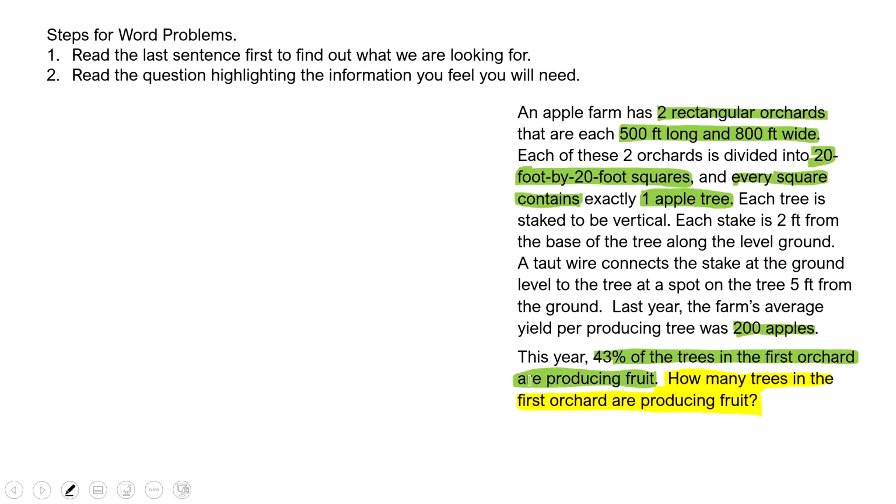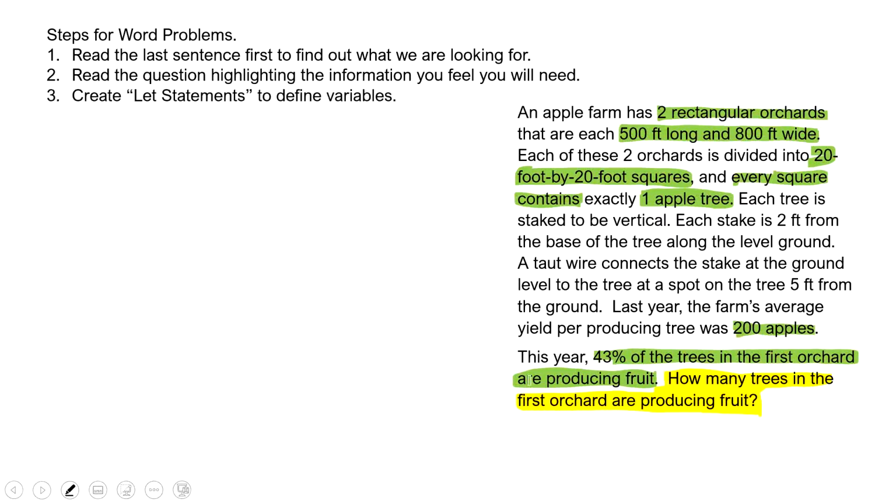So they've told us in the first orchard, 43% of the trees in the first orchard are producing fruit. Now, a wise-guy answer here would be to tell me that 43% of the trees are producing fruit and move on, trying to get the right answer, but that's not what they're looking for. They're actually looking for a number tree count. So now we kind of have to figure out what we got.